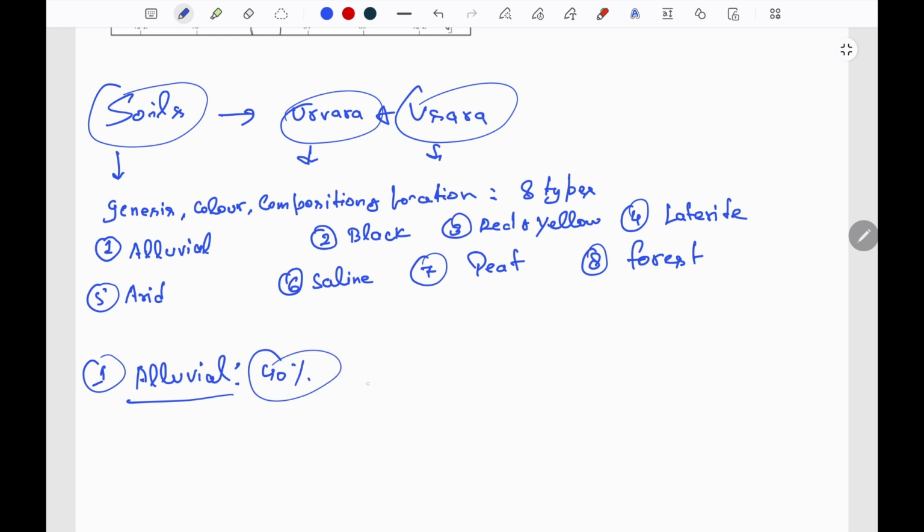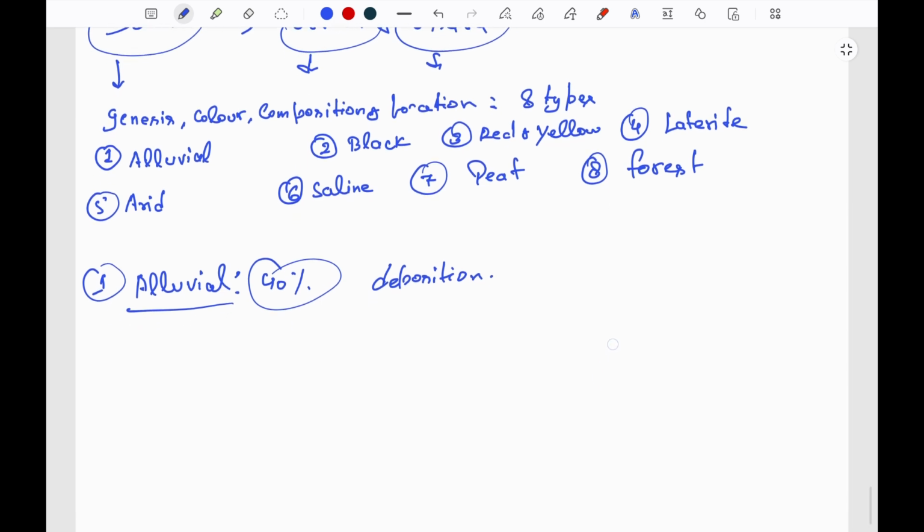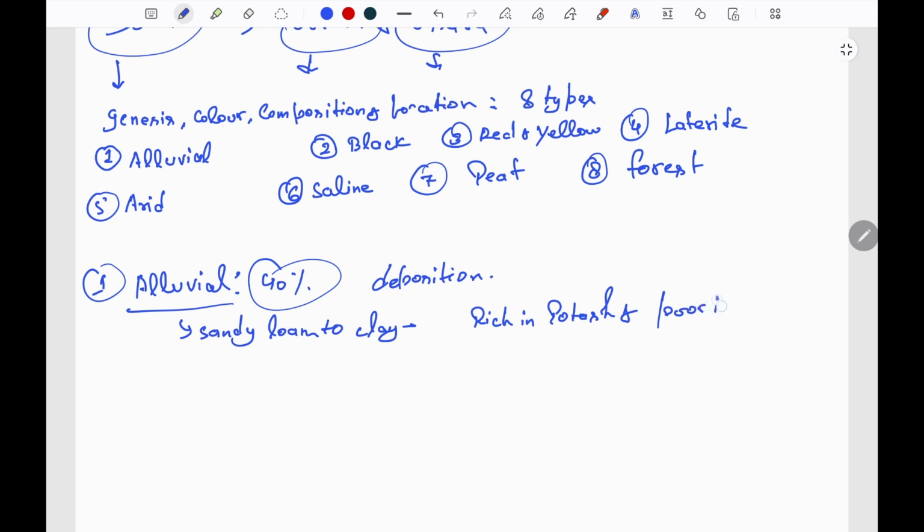It is depositional, found in the area of Indo-Gangetic Plain regions, and it varies from sandy to sandy loam to clay. They are rich in potash and poor in phosphorus.